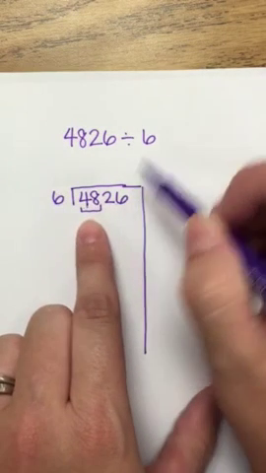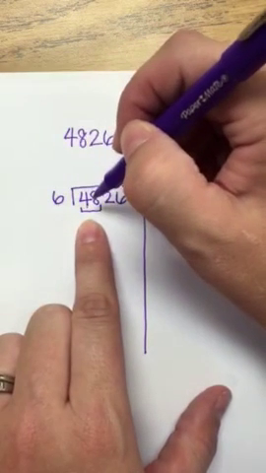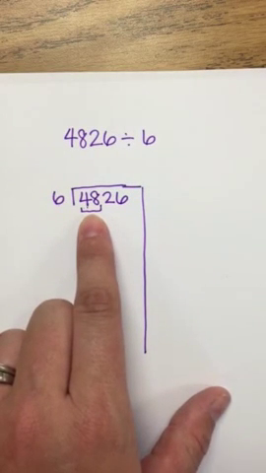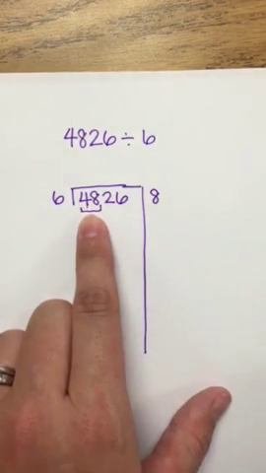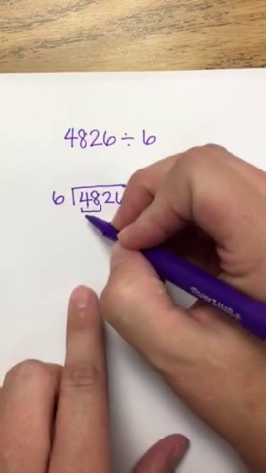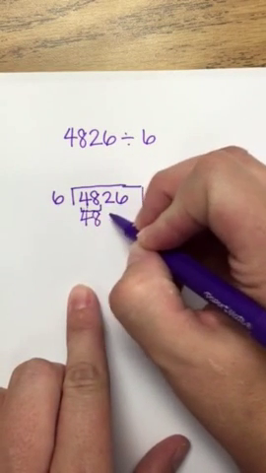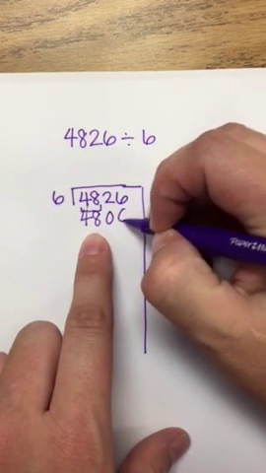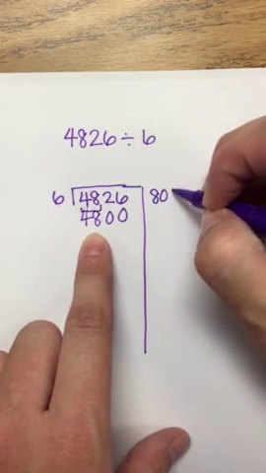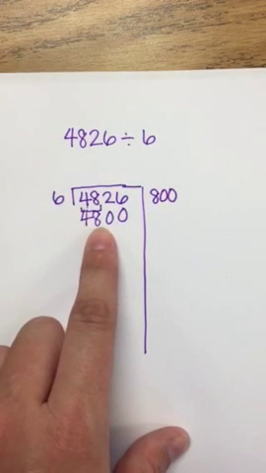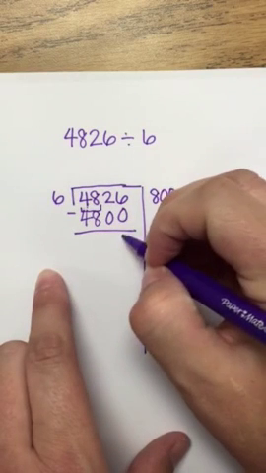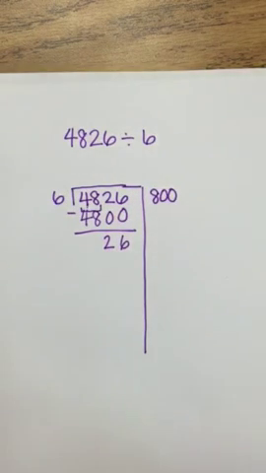So if I have 4,800 or 48, 6 times what number is going to get me really close to that 48 without going over? And 6 times 8 is 48, which is exact. So that would get me 48. But I don't want 48. I want 4,800. So I know that 6 times 800 is 4,800. And I'm going to go ahead and subtract. And I'm left with just 26.